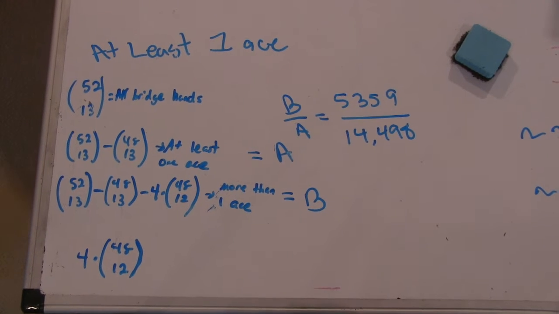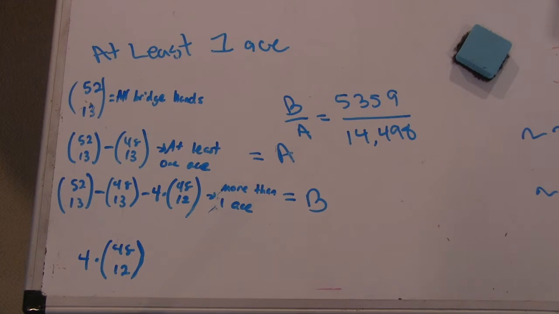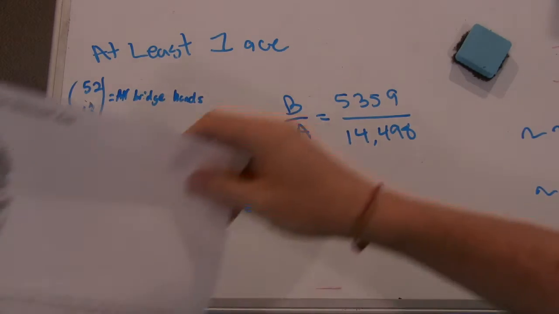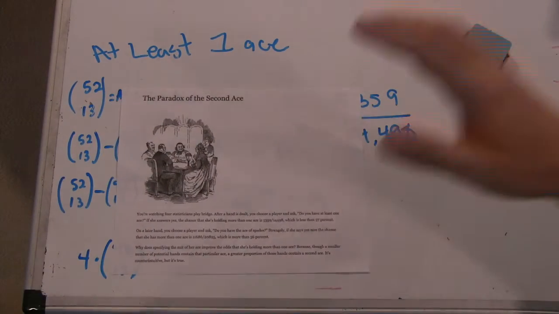FamilyMath1171. So we're continuing the project we did yesterday. In fact, the writing's still on our board. Where's that sheet of paper that explained what the problem was? Okay. So we're talking about something called the paradox of the second ace.